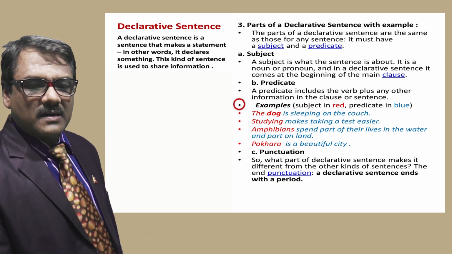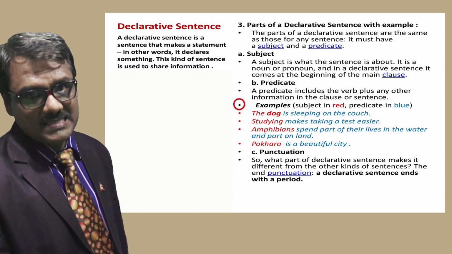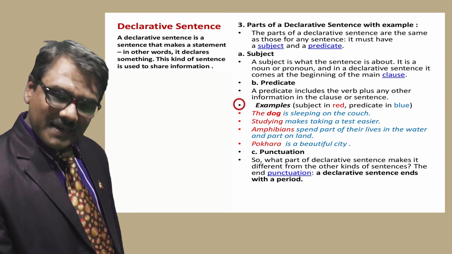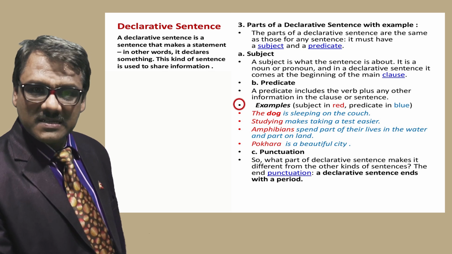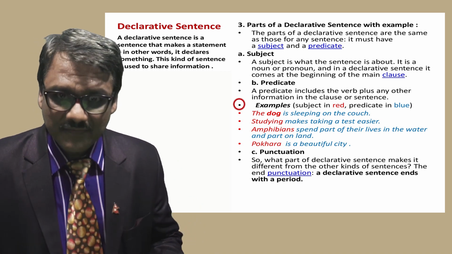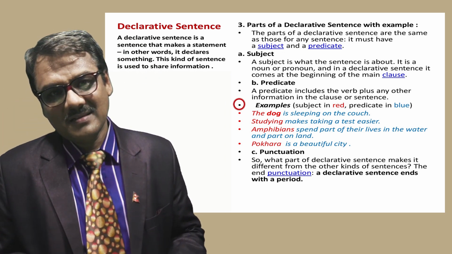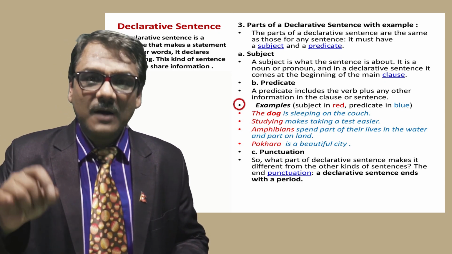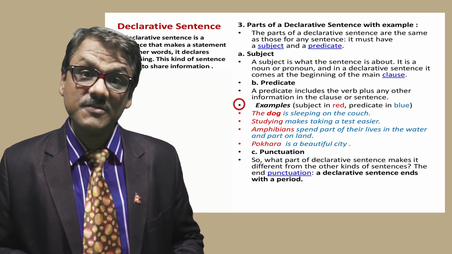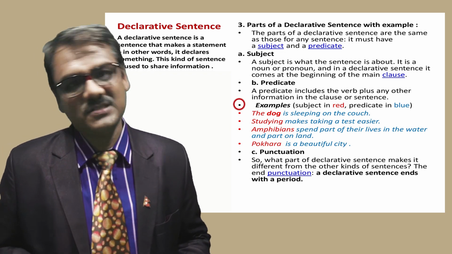Okay? And amphibians spend parts of their lives in the water and part on the land. In this sentence, amphibians is the subject. Similarly, Pokhara is a beautiful city. Pokhara is the subject and is a beautiful city is the predicate. Remember that the subject is the topic of the sentence. What you want to talk about, that is the subject. Suppose you want to talk about your pen. My pen is expensive. If you ask what you are talking about, your pen. So that is the topic of the sentence and that is the subject.